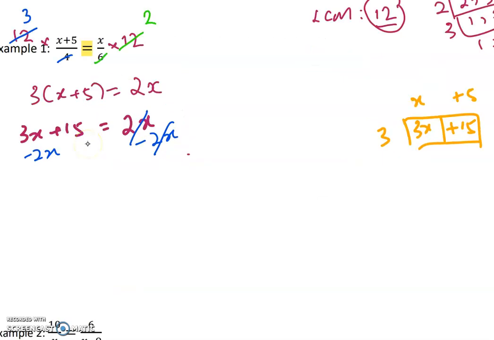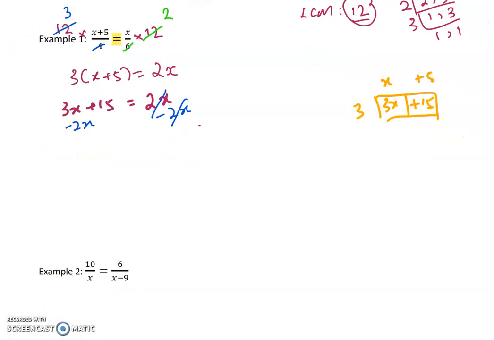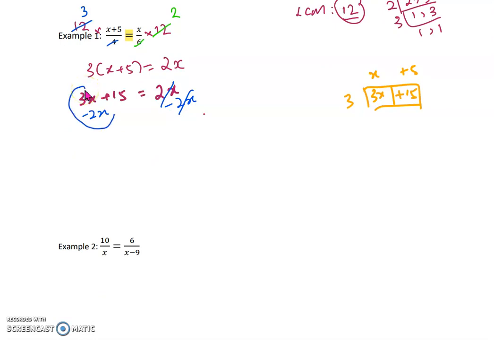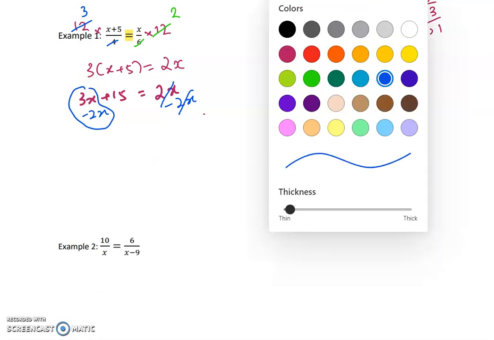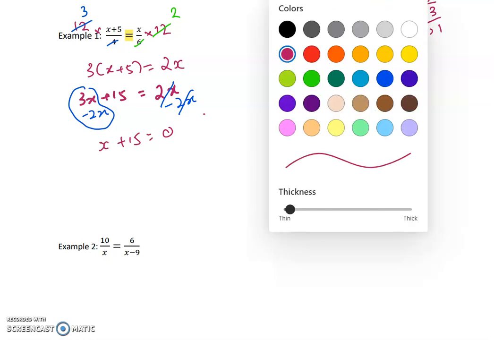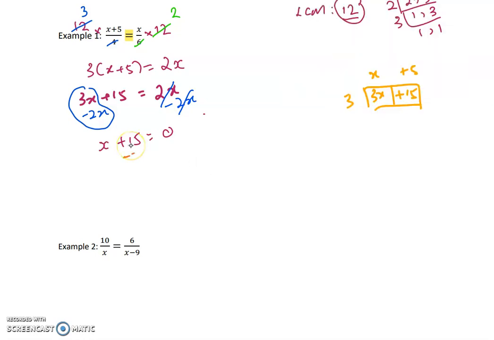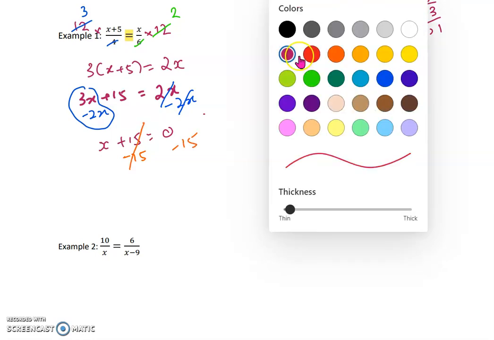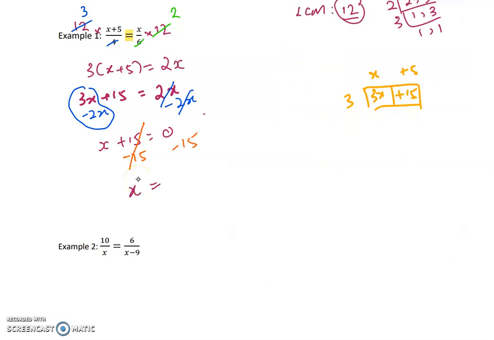And on this side here, we are going to do a normal subtraction. So 3x minus 2x is just x. So x plus 15 equals 0. Now remember, 2x minus 2x is 0. Now we're going to solve for x, so we're going to do a balancing again. Minus 15, because we don't want to have any other number on the left hand side except for x. And that's how we get x equals negative 15.